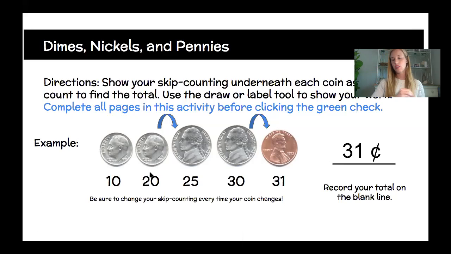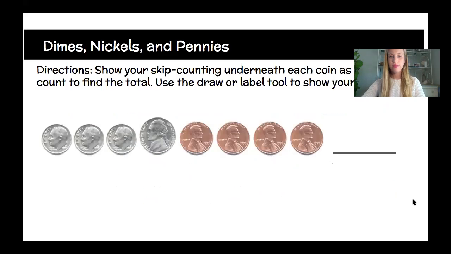Now we have to transfer over to adding by fives because we no longer are adding by tens. We're adding by fives because nickels are worth 5 cents. So we do 20 plus 5, which gives us 25. We then add another 5, so we can skip count in this part. 25 plus 5 is 30. Then we add 1 penny to it, and that's 31 cents. So that's what we're going to be doing today.